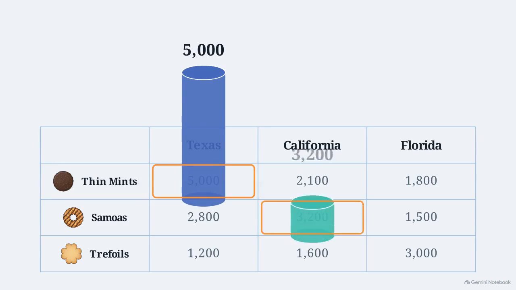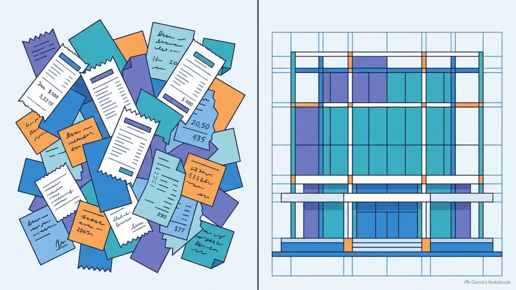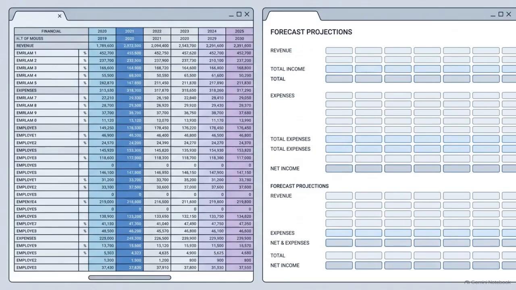This chart shows the specific volume of Thin Mints sold in Texas. With a few clicks, you can instantly compare that against the volume of Samoas in California, revealing exactly where specific products perform best. By combining data cleansing, lookups, and pivot tables, you translate historical chaos into an accurate, actionable picture of past performance. Once you know what happened, you can move to the second management question: what could happen?